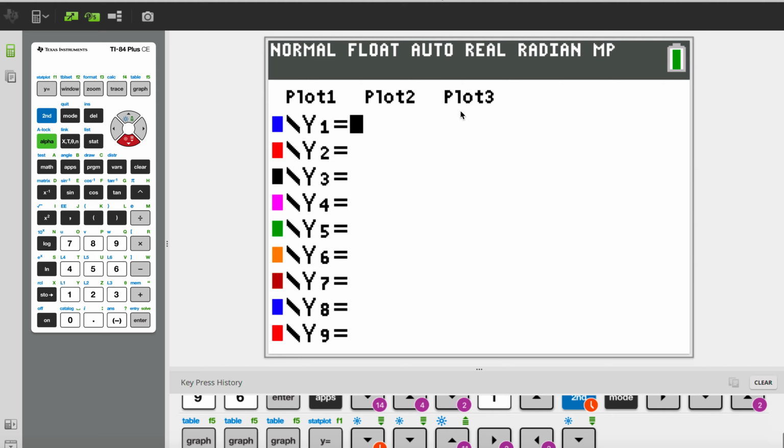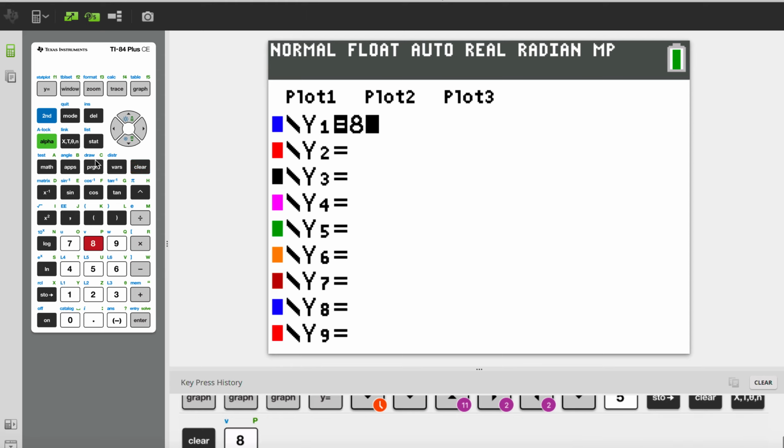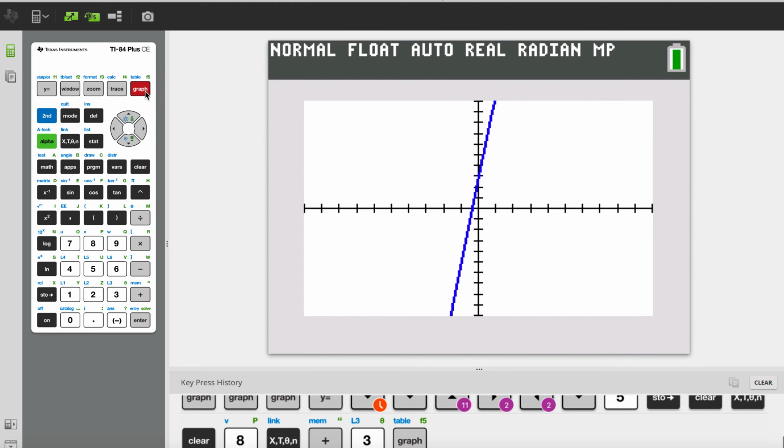So let's now start with linear graphs. Let's give a brief recap. I think many of you know what a linear graph is. It basically involves x to the power of 1. So for instance, a linear graph can be 5x plus 3. The x is here, you can see the X,T,theta,n button. So for instance, let's say ax plus 3. This is a linear graph, and linear basically means a line, as you can infer from the word. So when we graph it, we'll get a line.